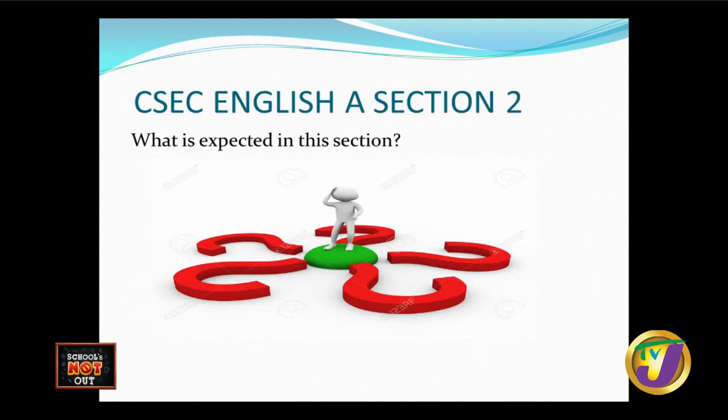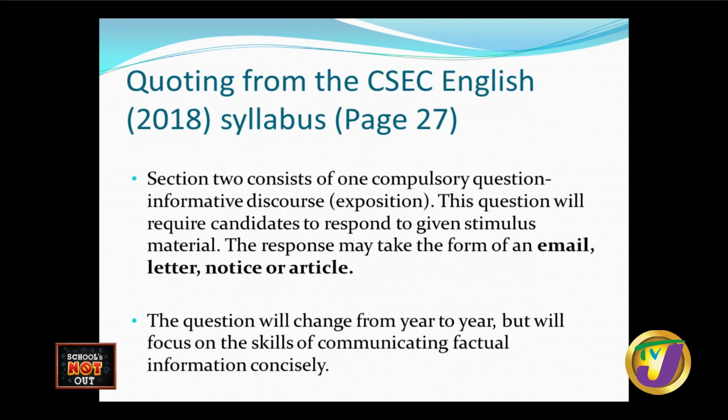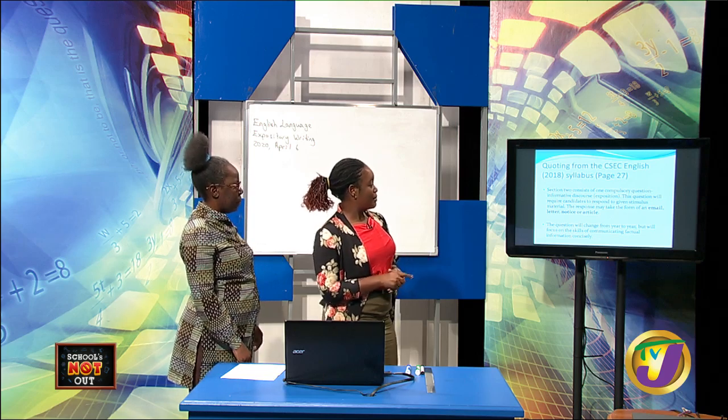So, Natisha, what happens in CSEC English A section 2? CSEC English A section 2 deals with expository writing. Oh, expository. So in this section, we're expected to inform and expose people to information. Yes, we are. So in keeping with our syllabus, let me take you through what it requires.